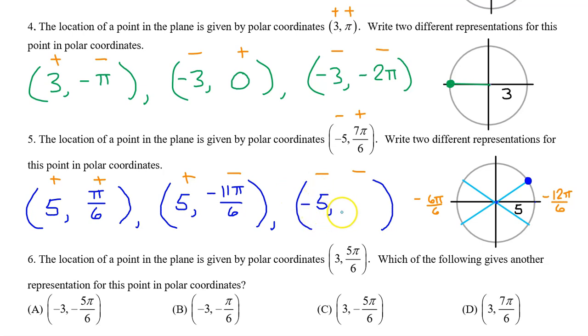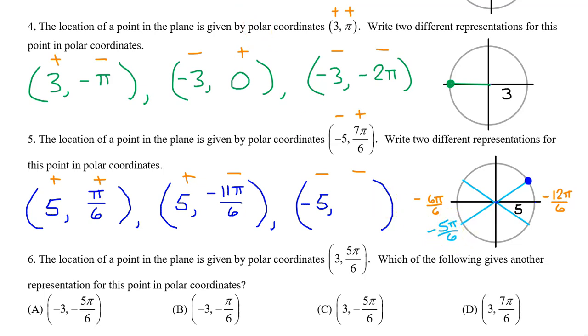I challenge you to pause the video and come up with another representation for this point with a negative r value and a negative value for theta. Let's see how you did. Because of the negative value of r, we need to begin in the opposite direction from the target. And because of the negative value of theta, we will be rotating in the negative and clockwise direction. We can think of pi as negative 6 pi over 6. So this angle that is across from the target is negative 5 pi over 6.